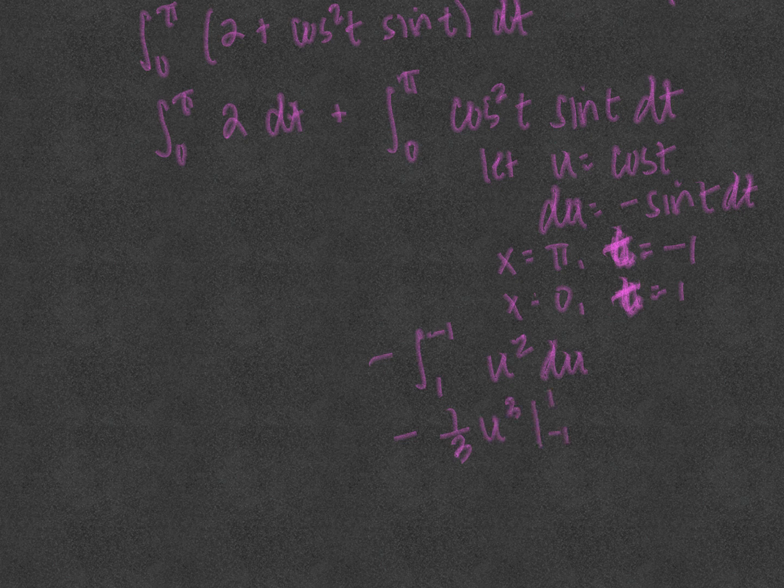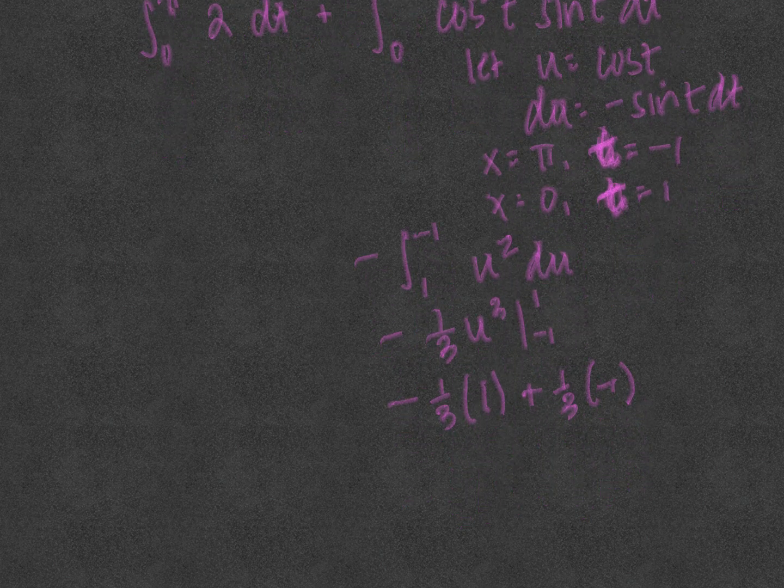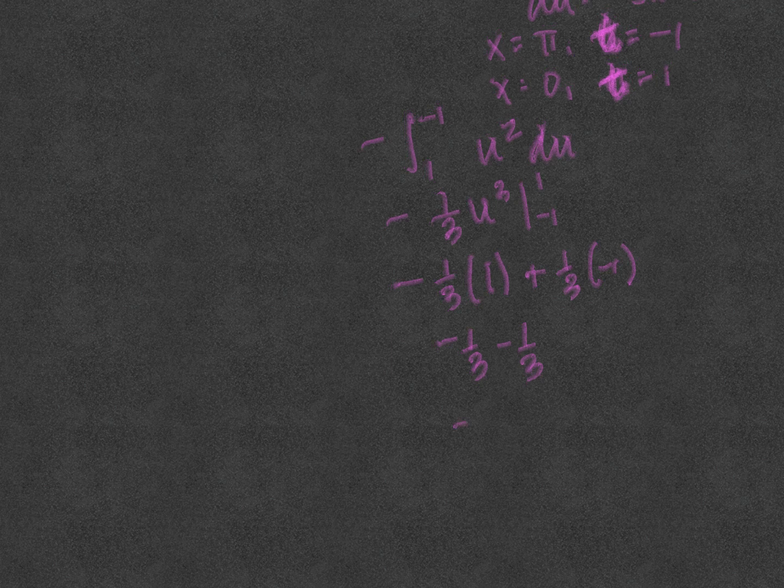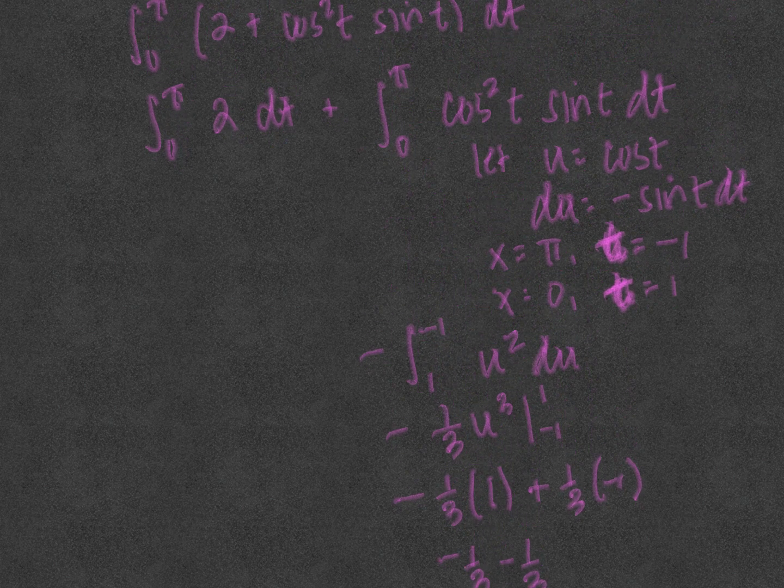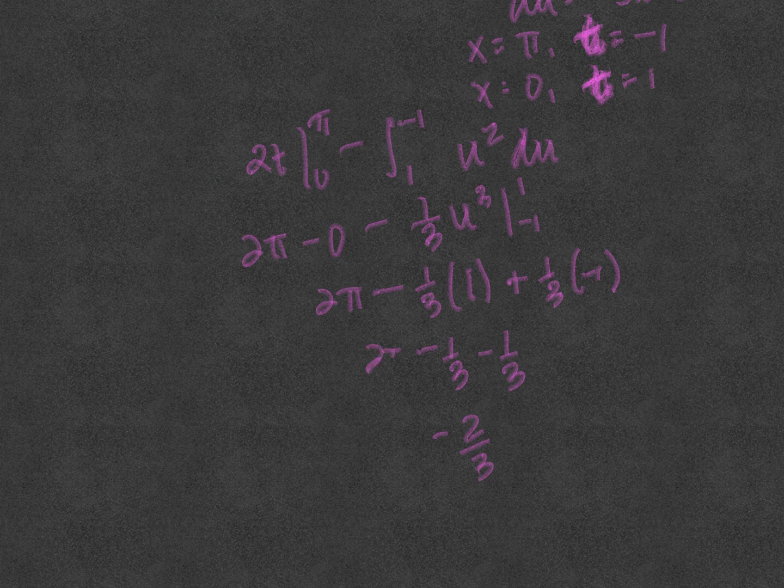When you integrate u squared du, you should get a u answer from negative 1 to 1. So we have negative 1/3 times parentheses 1 plus 1/3 minus 1. Let's finish it. So we have negative 1/3 minus 1/3 makes minus 2/3 here. Now let's do the first part. So when we integrate 2 with respect to t, we get 2t from 0 to pi. So we have 2 pi minus 0. So we have 2 pi for this part. So our answer is 2 pi minus 2/3.